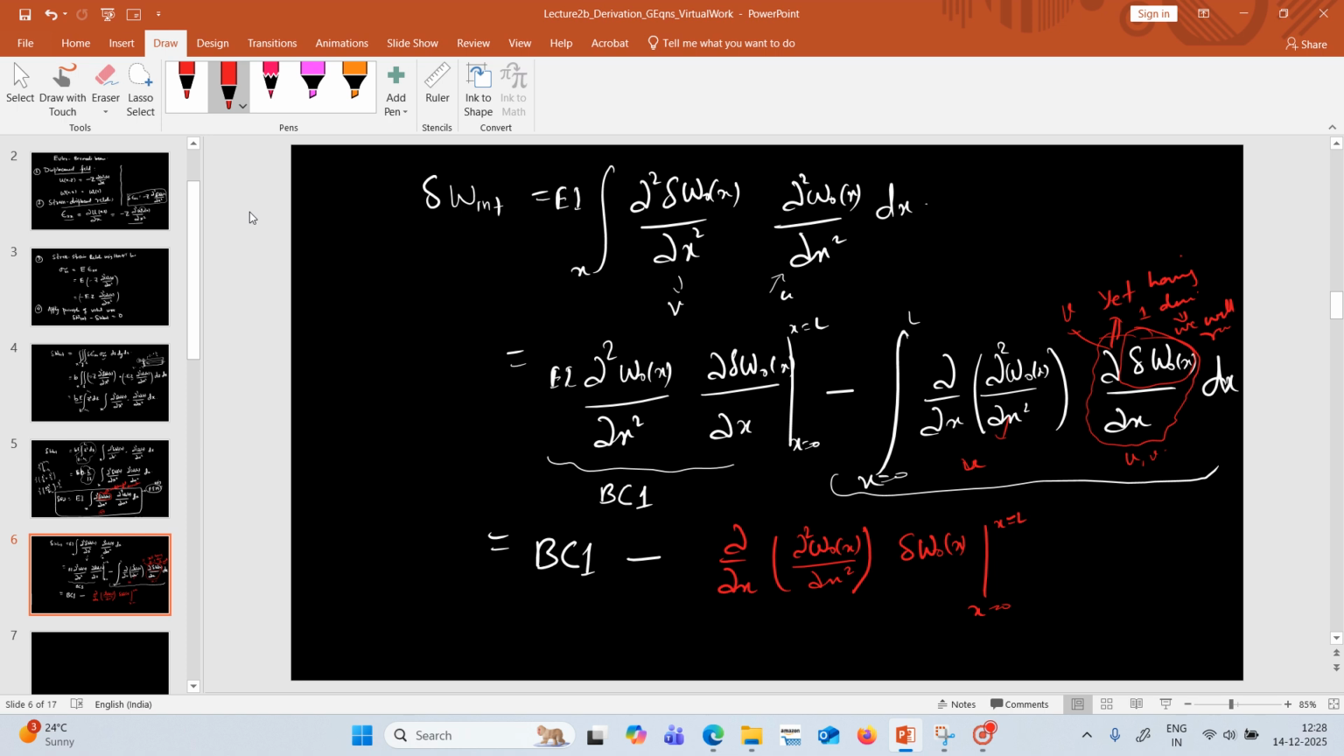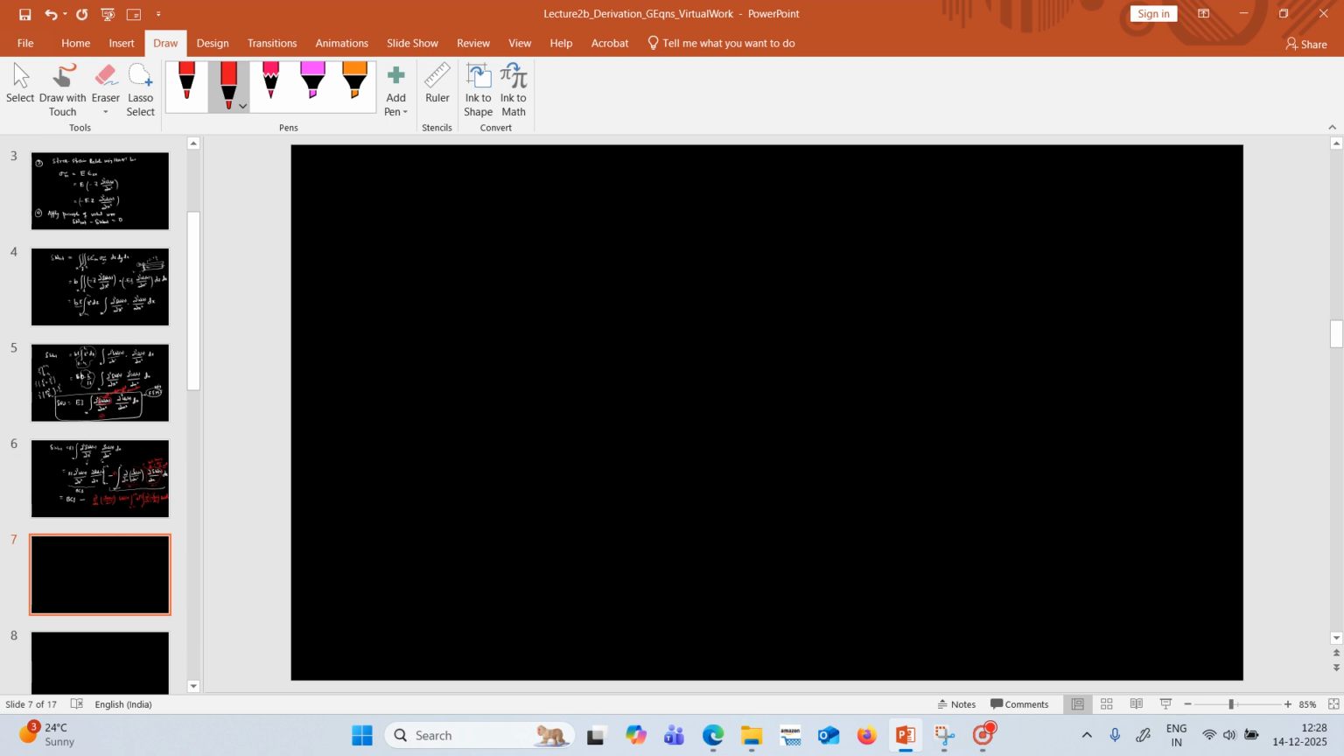Minus, and the minus outside was there also, so that would be plus the integral of del u by del x, so del by del x of this portion. Del by del x of this one is del 3 w by del x cube. EI is a constant, we will take it outside: EI del 3 w naught by del x cube. And then the integral of V, which is delta of w naught of x, whole dx.